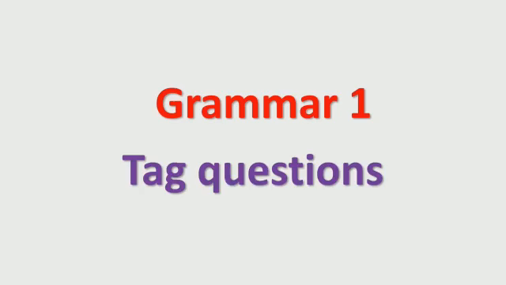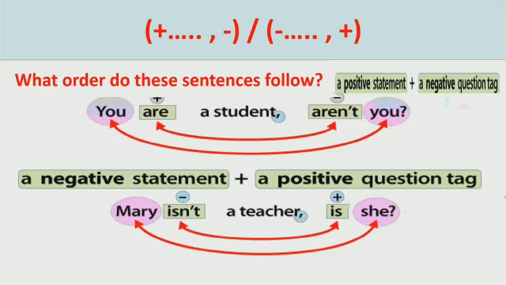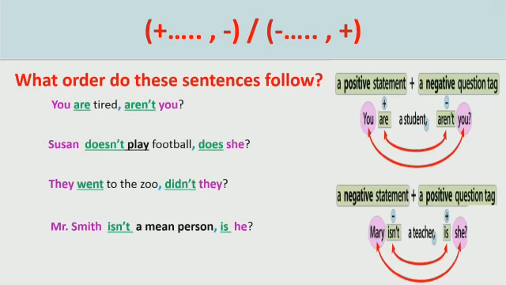First, let's start with tag questions. Okay? So just a quick reminder, when we have a positive statement, we must have a negative question tag and the other way around. So we can start with a negative statement, but we must have a positive question tag. So let's take these sentences as an example. And let's go through these together.